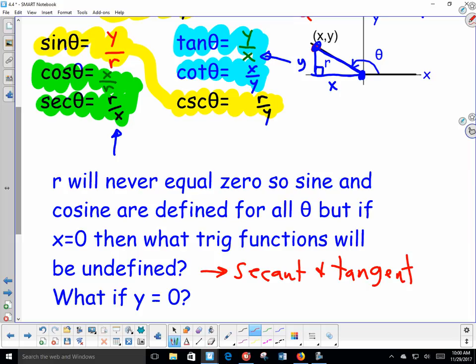All right, which trig functions are going to be undefined if y is equal to 0? Garrett? That's correct. Which ones? Cotangent and cosecant. Cotangent and cosecant have y's in the denominator, so those are going to be undefined when y is equal to 0. Are we okay with this?